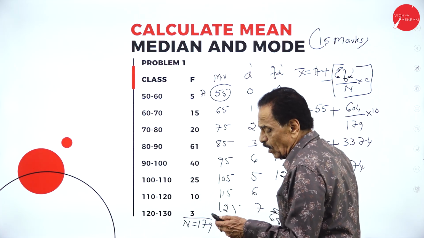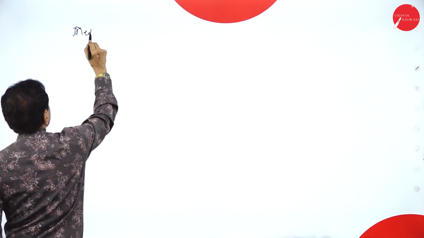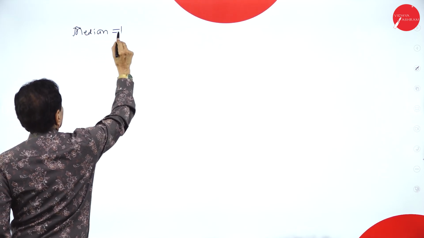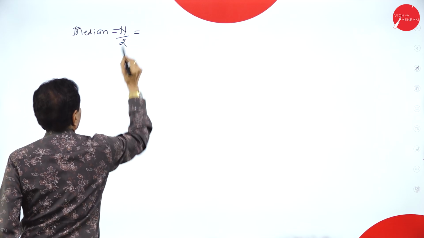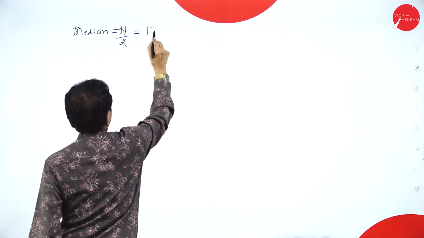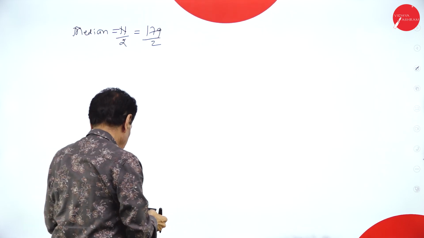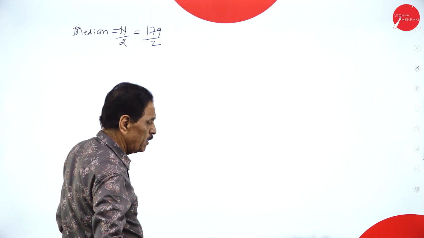Then we'll move on to median. Median is equal to n by 2. What is your number of frequency? 179, by 2. So it is 179 by 2, which is 89.5.